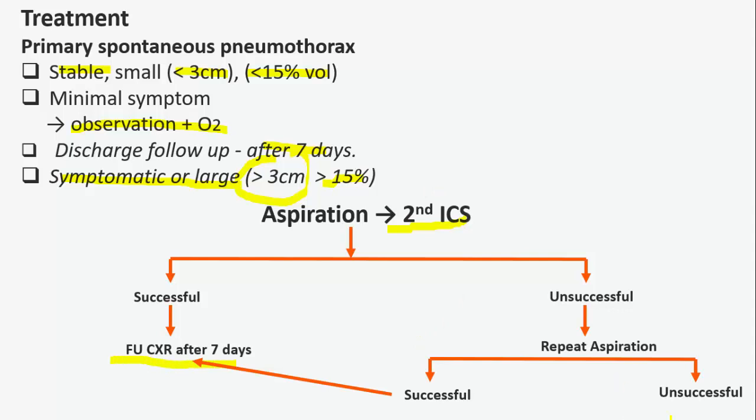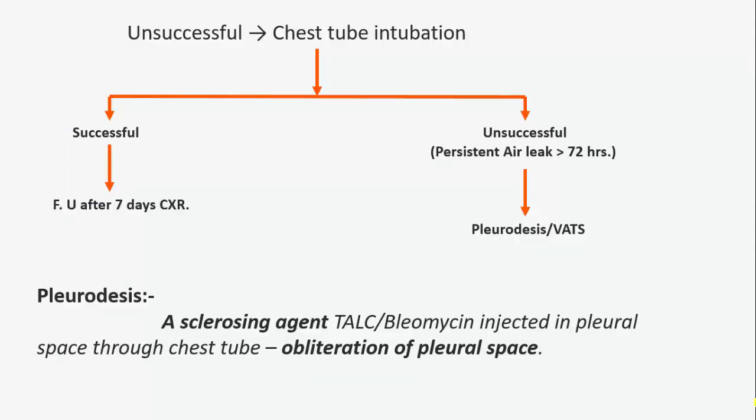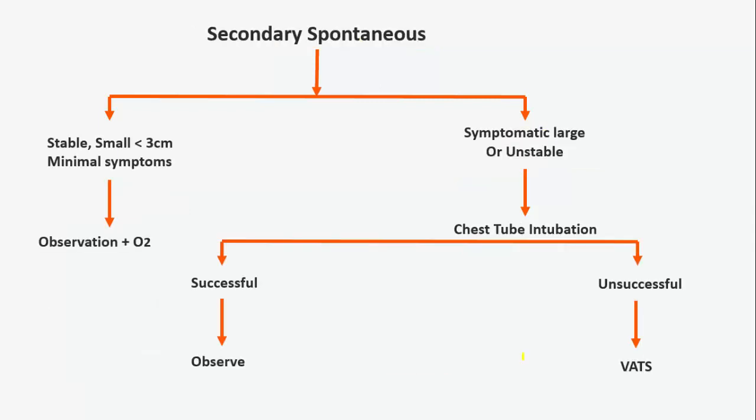If unsuccessful after repeat aspiration, then we will do chest tube intubation. If chest tube intubation is successful, then again follow up after 7 days with chest x-ray. If unsuccessful, meaning there is a persistent air leak for more than 72 hours, then we will do pleurodesis or VATS. What is pleurodesis? In pleurodesis, a sclerosing agent like talc or bleomycin is injected into the pleural space through the chest tube, which causes obliteration of the pleural space.